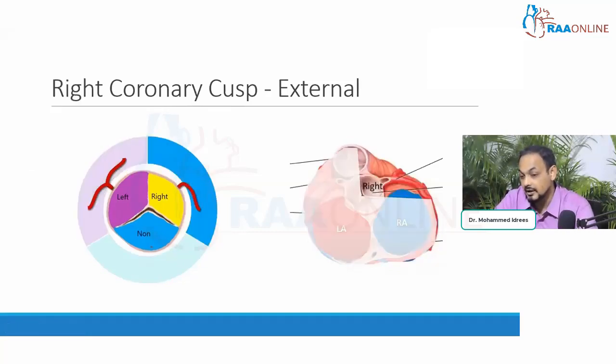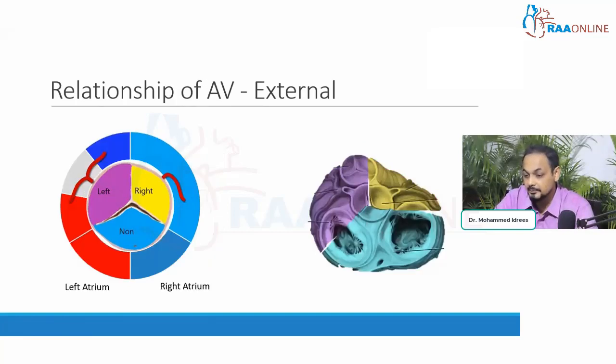And the right coronary cusp, most of its portion, is in relation to the RVOT, the right ventricle. So this is the entire picture: the non-coronary is related to the left atrium and right atrium. The left coronary is in relation to the left atrium, epicardium and the pulmonary artery, and the right coronary is in relation to the RVOT.